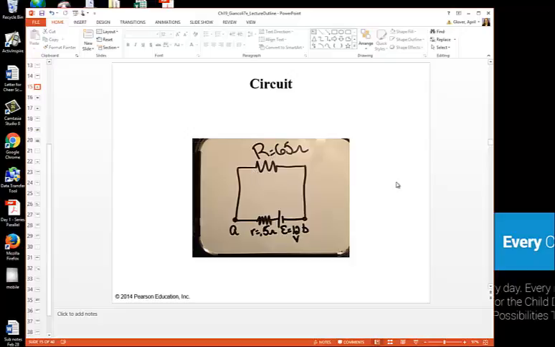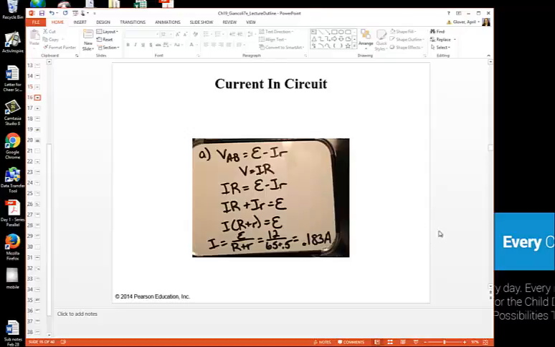Okay. Then what you're going to do to solve for it, you're going to use that equation, the VAB equals E minus Ir. Remember that V equals IR, so that means IR equals E minus Ir. Be careful with your R's to know which one. By the way, this is not the only way to solve this problem. Okay, so simplify and solve. So it ends up being 12 divided by 65.5, and that gives you a current of 0.183 amps.